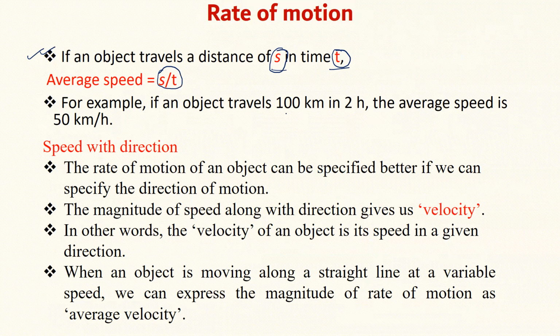For example, here one example is given. We have already shown one example just now. So one object travels 100 kilometers in 2 hours. So what will be its average speed? Its average speed calculation will be very easy. So just divide 100 by 2 kilometer per hour. So this would give us 50 kilometer per hour. That would be the average speed of the object.